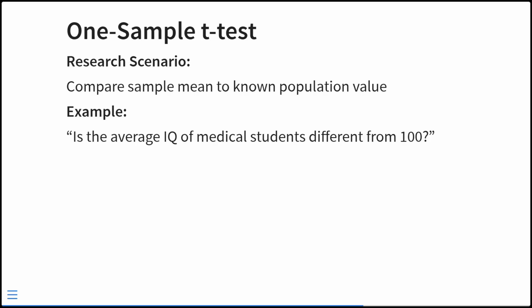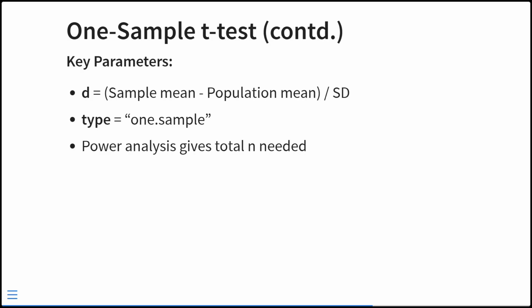For the one sample t-test, we compare the sample mean to a known population value. For example, is the average IQ of medical students different from 100? This is an example of a one sample t-test. In the one sample t-test, the key parameter is usually the sample mean minus the population mean divided by the standard deviation, and the power analysis gives the total N that is needed.